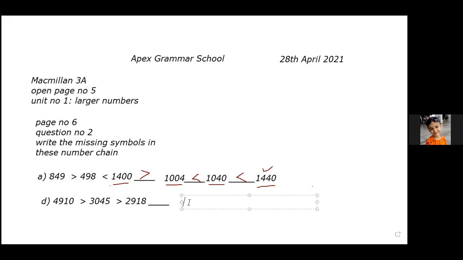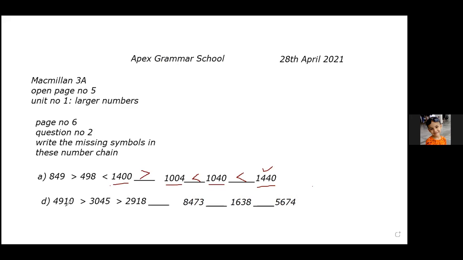Then 8,470. Then again they leave a box to fill the missing symbol. Then 1,638. Leave the box. Then 5,674. Okay. Now again we are doing this question with the help of crocodile. So we are going to start question number 2, part D.